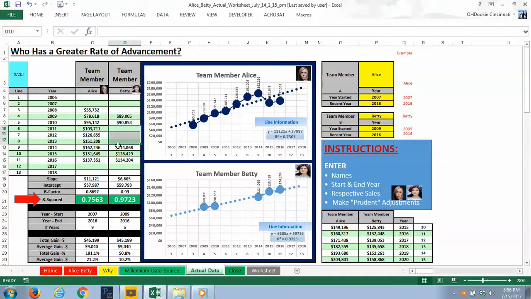If we take and eliminate those, it's gone up to 0.9. Again, if it was a perfect relationship, it would be 1.0. So that means we're very, very happy and have high confidence in this model right here predicting her sales performance.